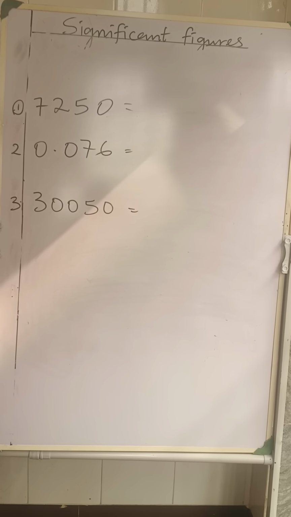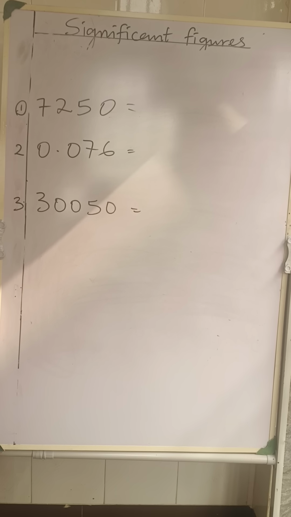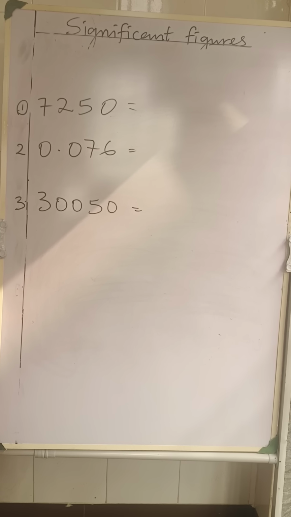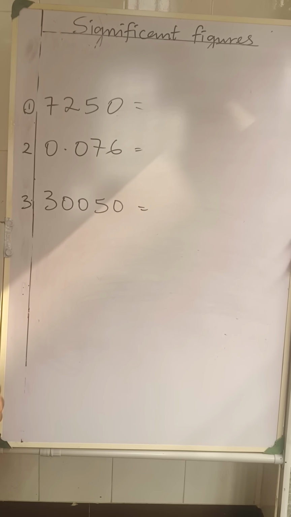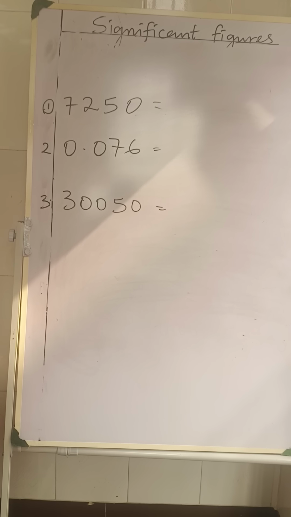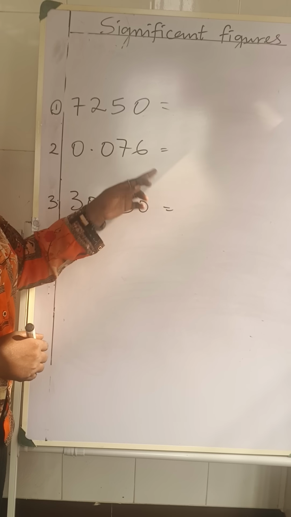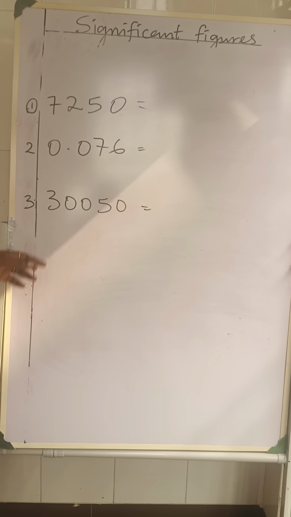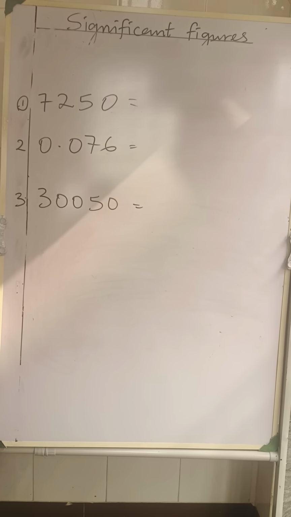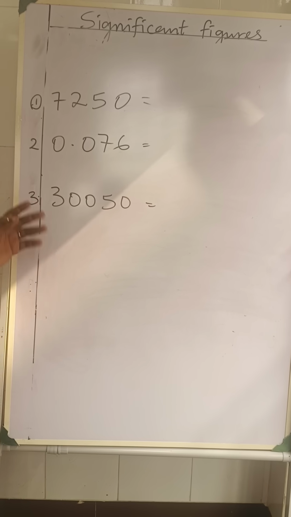Now let's look at this. This is the activity I will be leaving you with. We have 7,250. How many significant figures are there? In 0.076, how many significant figures are also there? 30,050. How many significant figures are there?